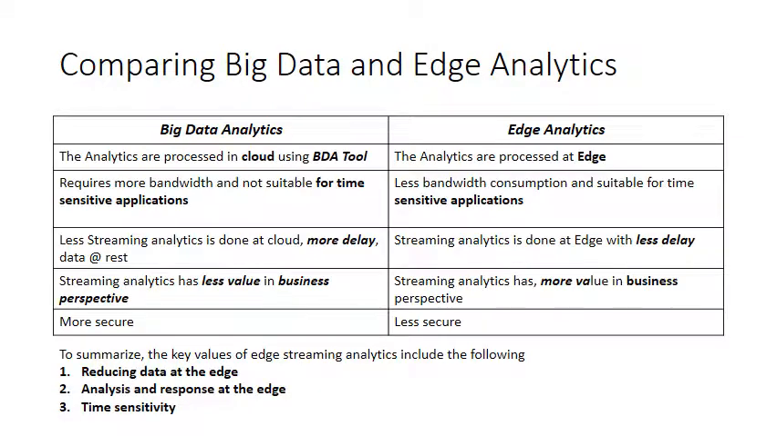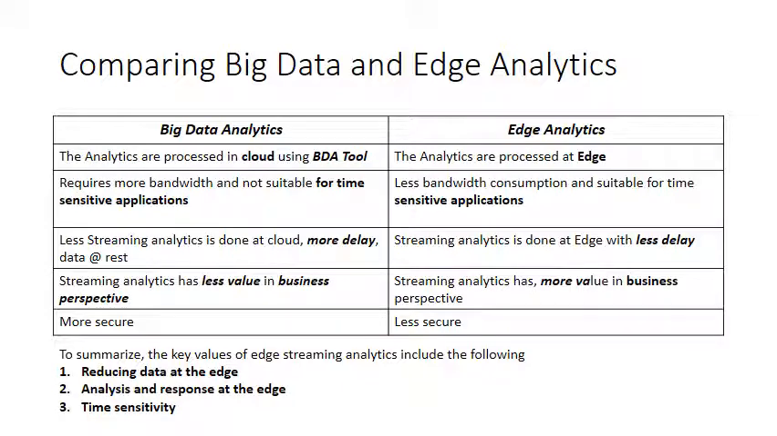Then comparing big data with edge analytics. Both are used for analytics, but big data is processed at the cloud and edge analytics is processed at the edge. As you know, if it is processed at the cloud, we require more bandwidth and it's not suitable for time sensitive applications. But edge analytics has less infrastructure, consumes less bandwidth, and is suitable for time sensitive applications. You already know that the cloud will take more delay and the edge will take very little delay, because we are not sending any data to the cloud itself, so it takes lesser delay.